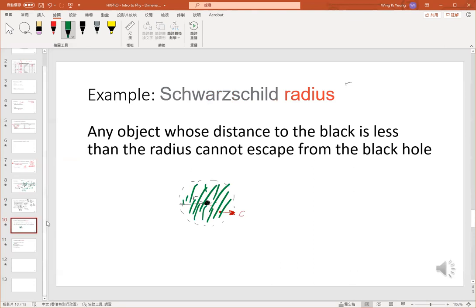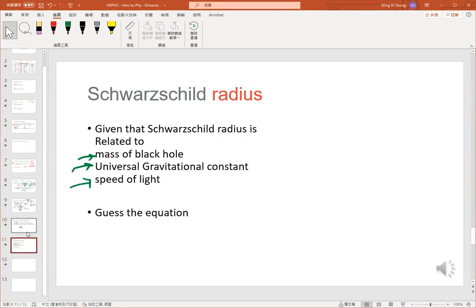Because in other words, within this region no light can escape from the black hole. So that means it absorbs all the light, so it appears black if you're looking from outside. Okay, so it's another definition of a black hole. So it depends on the speed of light.